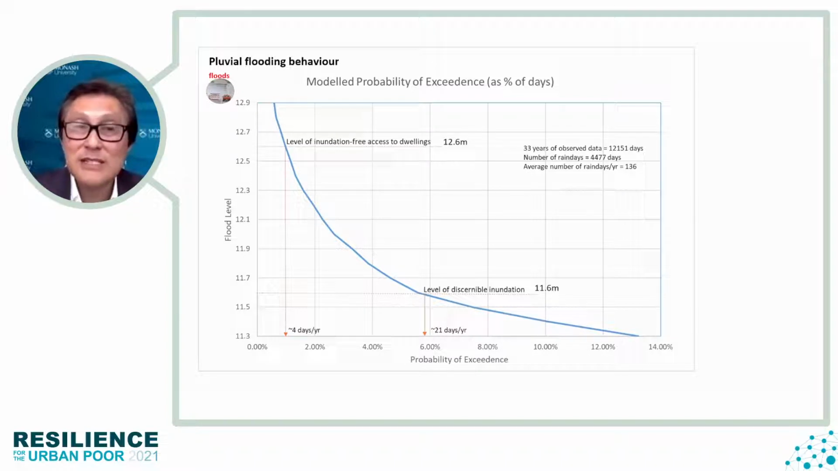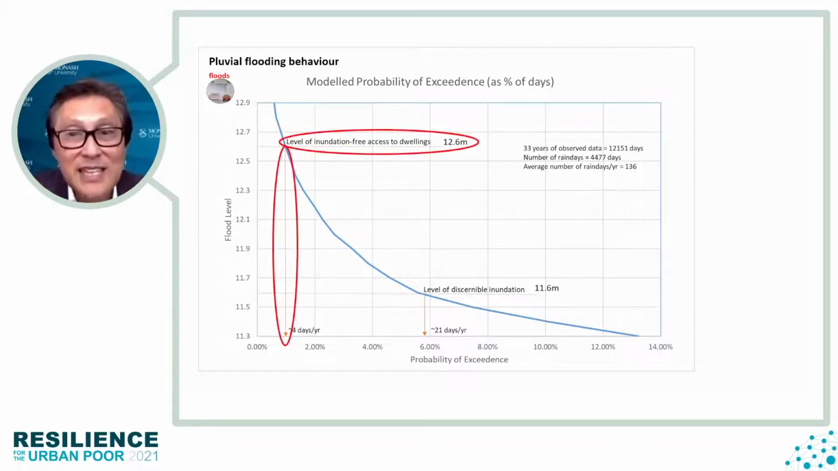So at the moment, the ground level or the level that the community is exposed to, there is at least 21 days a year that the community is cut off from their dwellings. Access is not possible, 21 days a year. And when we did the analysis, we worked out that the 12.6 meters, if we were to build an access road that is a meter high, we find that we reduce that level of disruption to about 4 days a year.